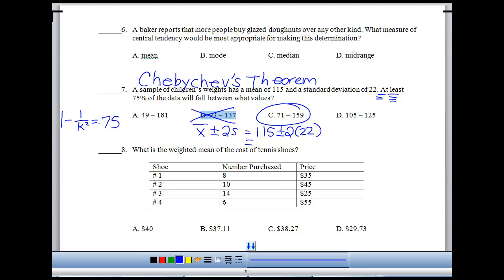You could do it by hand. Weighted mean is the summation of x times w divided by the sum of w. We take each value, multiply it by the weight, add all that up, then divide by our total weight. Now, here's something you need to ask yourself: which one of these things is the weights? Would the weights be the number purchased or the price? It's actually the number purchased.